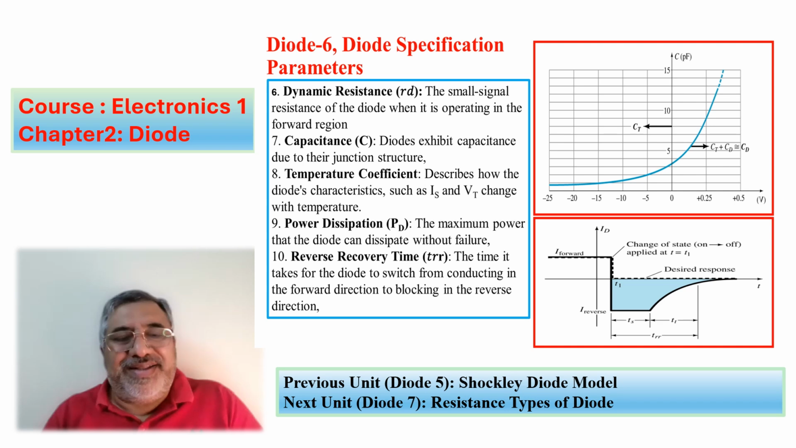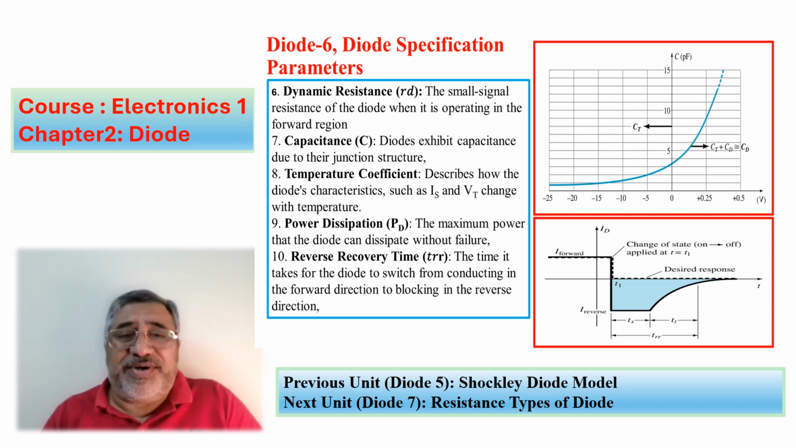Now we discuss another important parameter of a diode, the dynamic resistance. It is the small AC signal resistance of the diode when it is operating in the forward region, and it affects how the current changes with respect to voltage. We will discuss it in more detail in later slides.